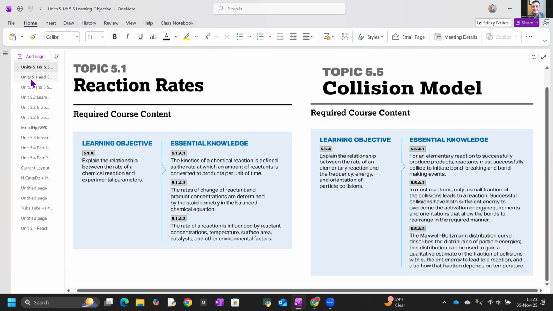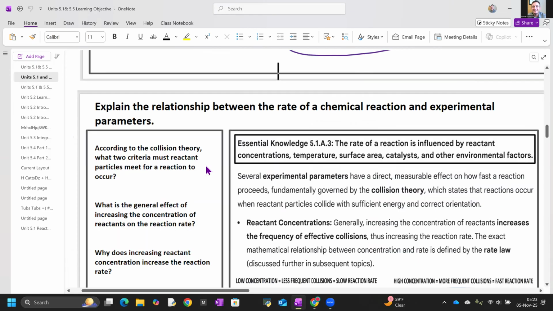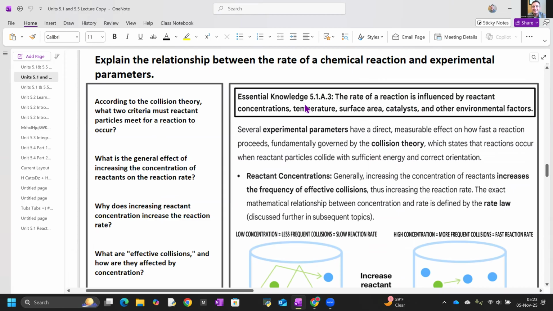And so let's look at this part right here. We're looking at 5.1.8.3. And again, this is going to go into 5.5 just naturally, looking at the collisions. But we can look at several experimental parameters that have a direct measurable effect on how fast a reaction proceeds, and they are governed by the collision theory. This is why we're talking about 5.5, because we cannot talk about how these things affect the rate of the reaction without using the collision theory.